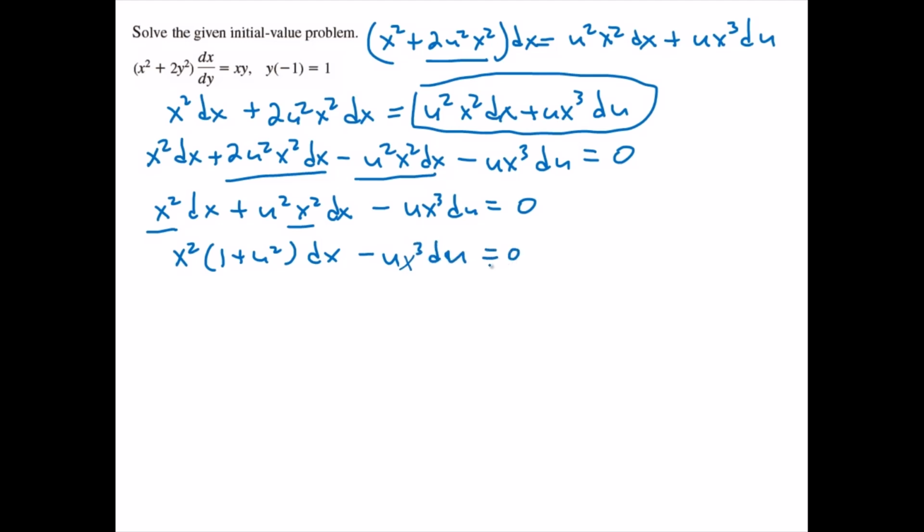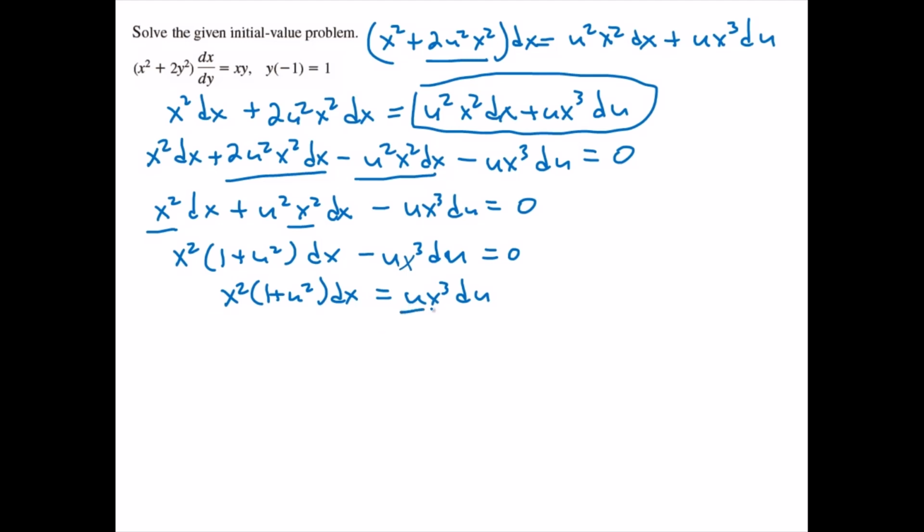So now we're getting closer to being able to use separation of variables. We can now add the ux cubed du to both sides, giving us x squared times 1 plus u squared dx equal to ux cubed times du. So we have du on the right and dx on the left, so we'll want all the x terms on the left and the u terms on the right.